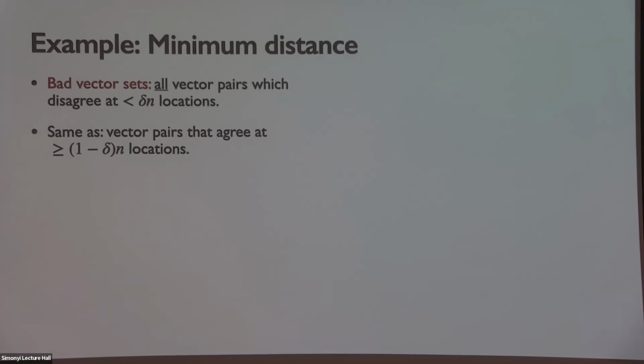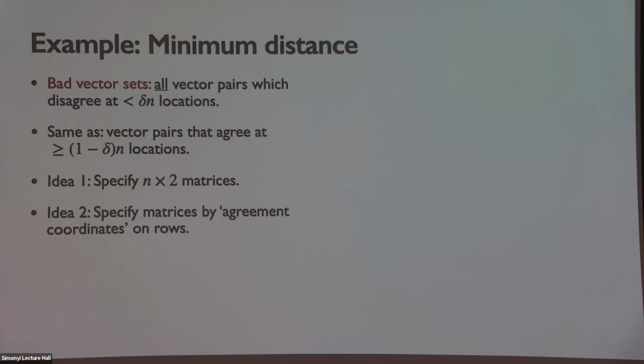So we want to avoid vector sets which disagree at fewer than delta n locations. That's the same as saying they agree at more than (1 minus delta) n locations. So now the idea is I'll move away from specifying vector pairs to specifying n by 2 matrices, same thing. And I'm going to specify these matrices in a way which might seem very contrived, but it will make sense when we talk about other properties. Let's specify the matrices by specifying something called agreement constraints on the rows.